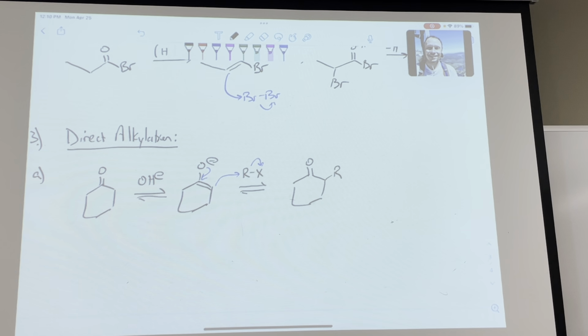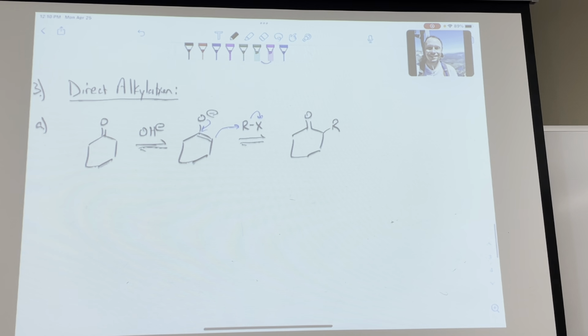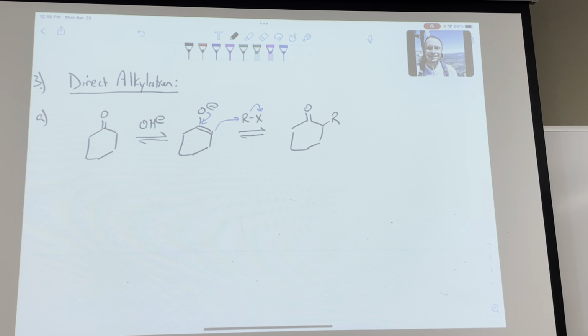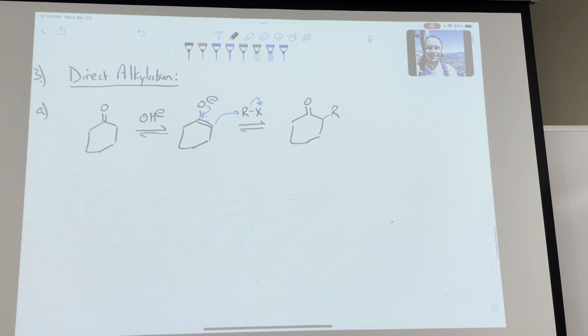And give us a way of functionalizing these alpha positions. That would be a very useful and versatile reaction. It turns out that this direct alkylation really does not work all that well, though. And so I'm going to show you why, and then I'm going to show you a couple ways of doing this better. So the problems of this direct alkylation, one of them has to do with just the base strength.